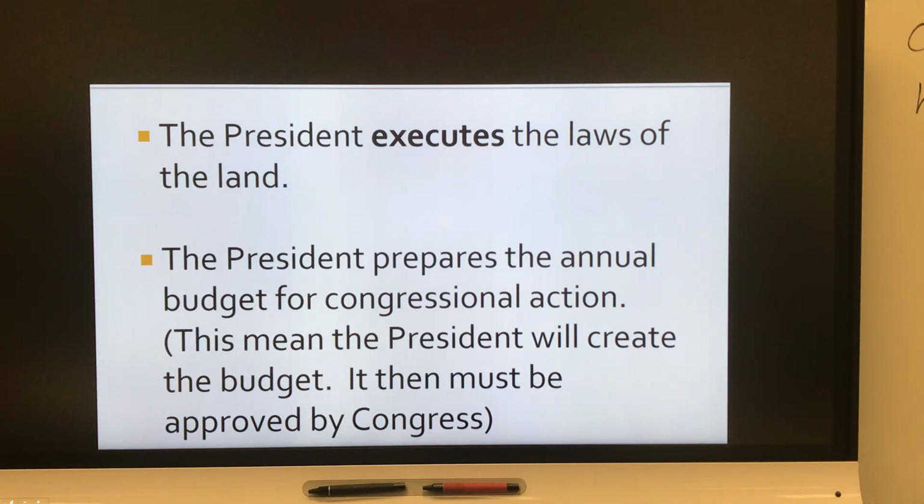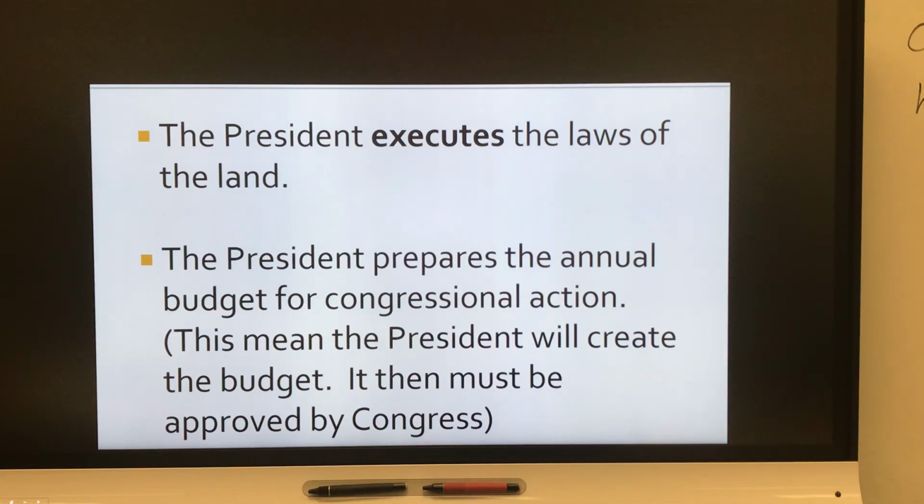The second job of the president is the president prepares the annual budget for congressional action. And then below it says this means the president will create the budget. It then must be approved by Congress. We saw that last little mention in your 6A notes on the legislative branch. The president's job is to make the budget. He prepares it. He gets to decide how to spend the money in the United States. Congress then takes that plan and they have to approve it or disapprove it. It's up to Congress to make the final decision, but the president gets to decide how to spend the money.